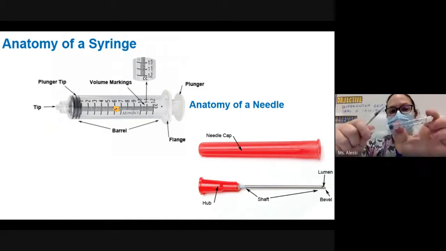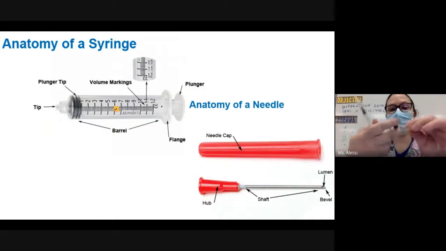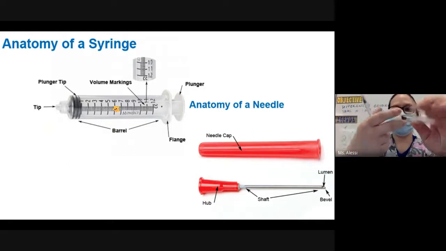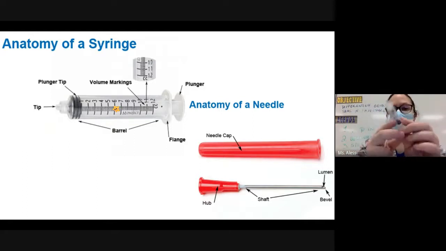The whole piece where all the liquid is going into is the barrel. The flange is the part that you get to use as support when you're injecting or even pulling back on, okay? And then this, of course, itself is the plunger. So that is your anatomy of a syringe.